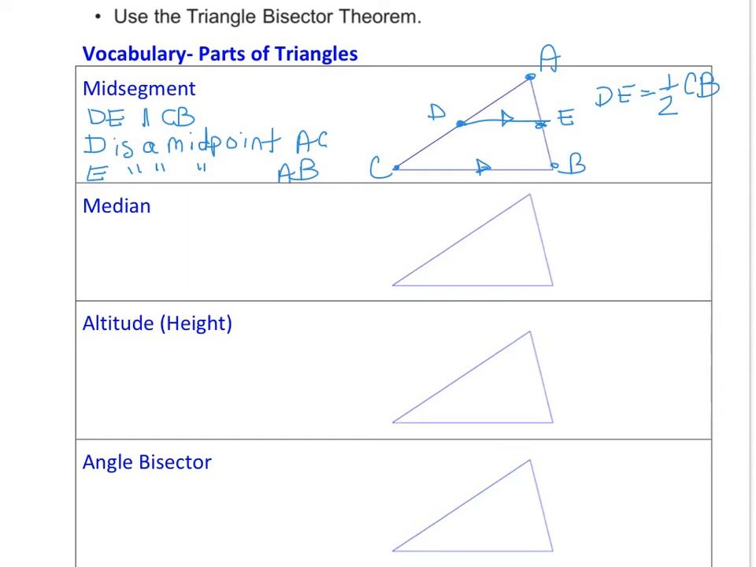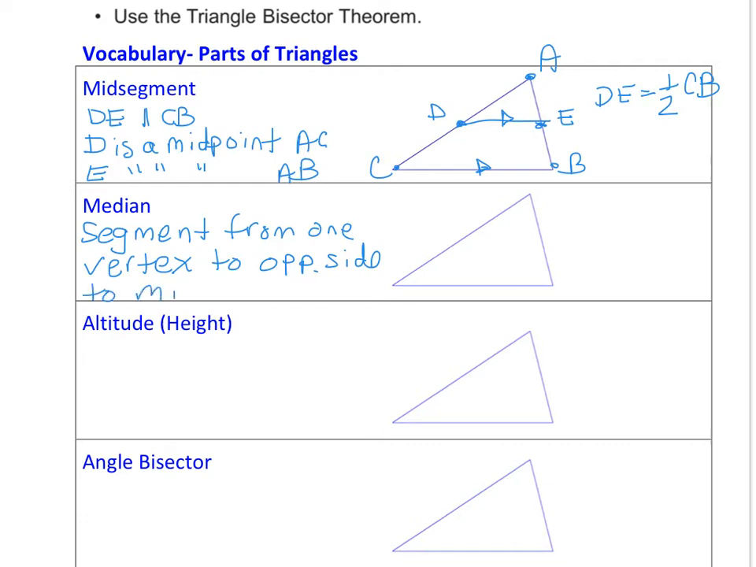A median. A median connects, it's basically a segment from one vertex to the opposite side, and where it's connecting to the opposite side is at that opposite side's midpoint. So hopefully you can sort of anticipate that there will also be a quantity of 3 medians in every triangle.